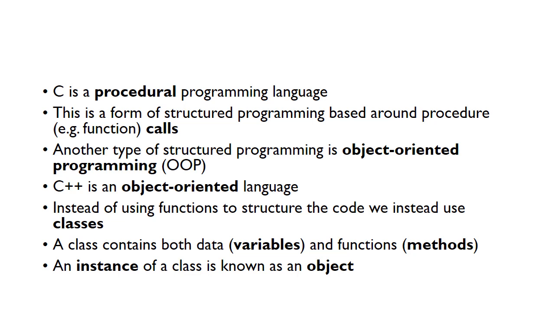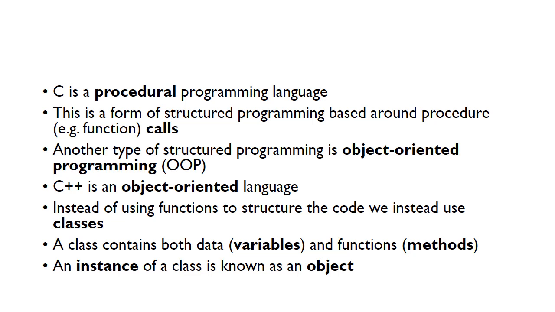C is a procedural programming language. So this is a type of structured programming based around procedure calls. We also call these procedures functions. Another type of structured programming is called object-oriented programming, or OOP.